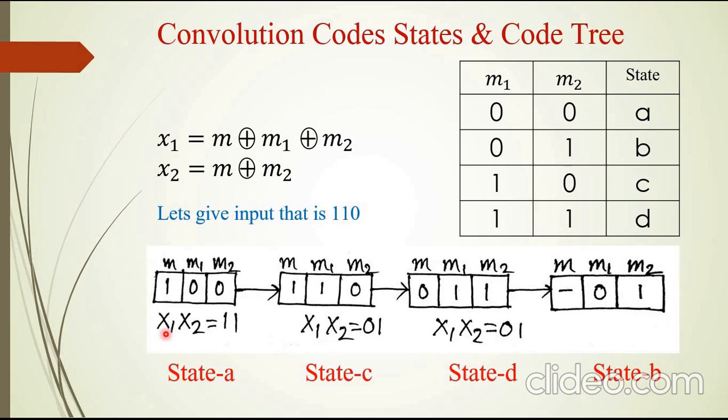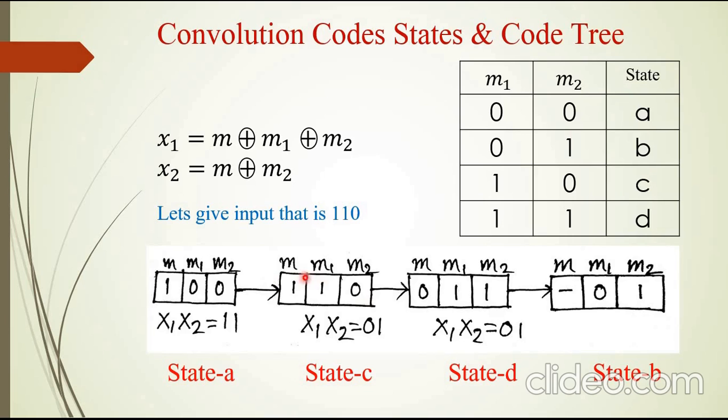In this diagram, the first case where M, M1 and M2 is 1, 0, 0. Second case M, M1, M2 is 1, 1, 0, because here 1 is inserting. So this M and M1 will shift to M1 and M2. And in the third case, where 0 is inserting, M will be 0 and M1 and M2 1, 0.